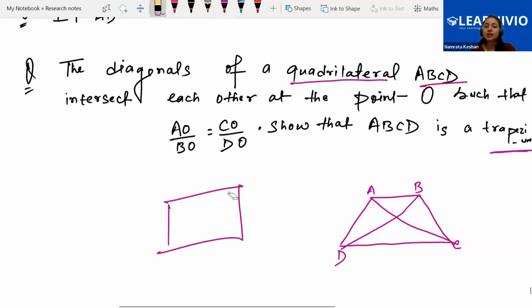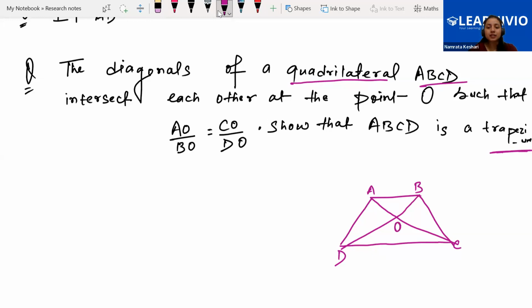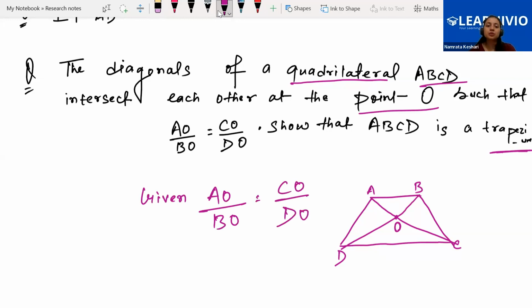Now, the diagonals of this quadrilateral intersect each other at point O. So we have joined them, we have shown the diagonals over here, and we will say that this is the point of intersection of the diagonals, this is O. How are we doing so? It is written clearly in the question, it is given in the question that AO by BO is equal to CO by DO. Here we can see clearly what is AO, what is BO, what is CO, what is DO. Now we have to prove that ABCD is a trapezium.